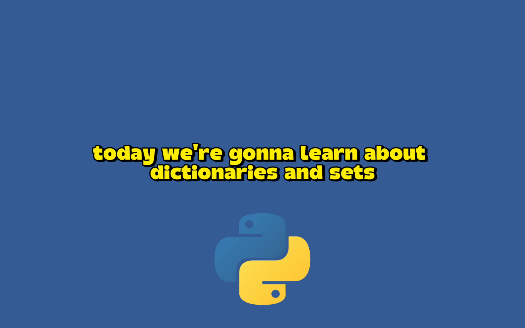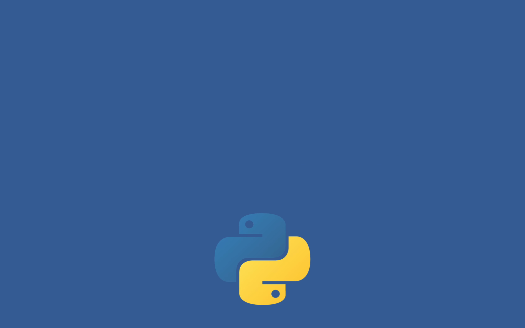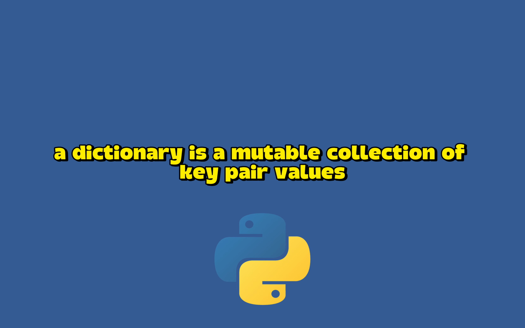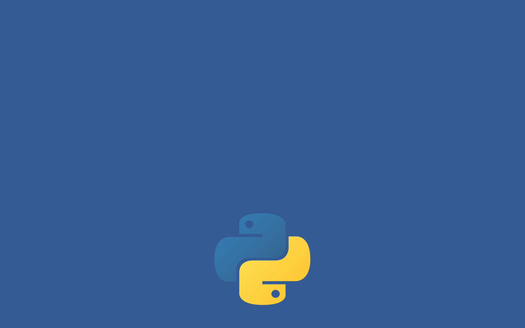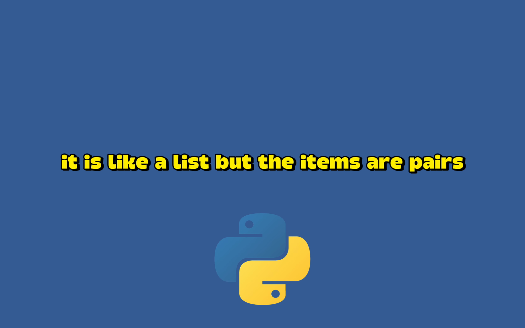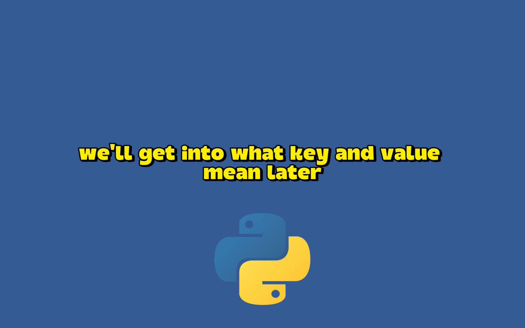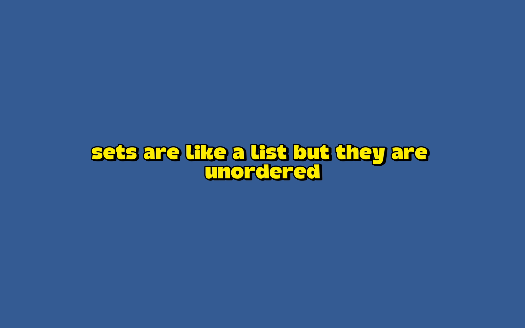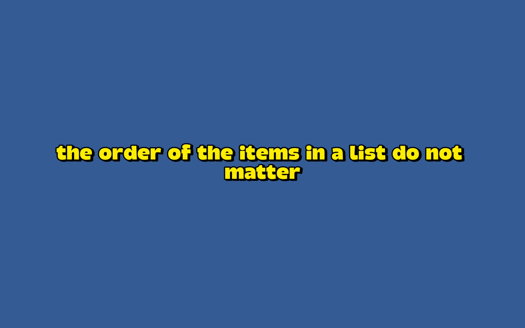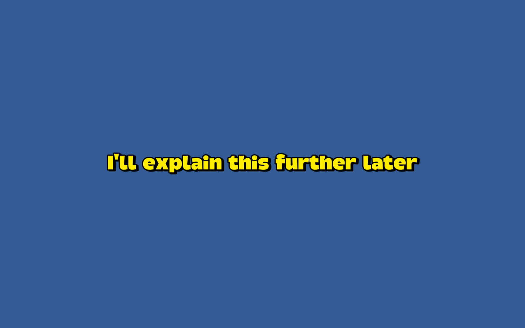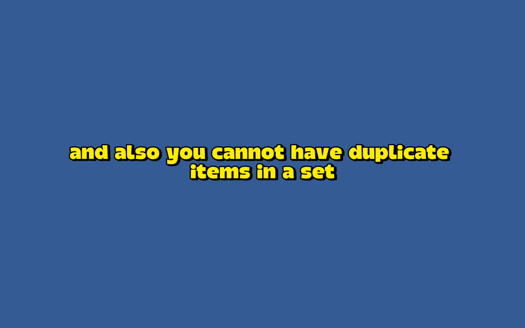Today we're going to learn about dictionaries and sets. A dictionary is a mutable collection of key pair values. It is like a list, but the items are pairs. We'll get into what key and value mean later. Sets are like a list, but they are unordered. That means the order of the items in a list do not matter. I'll explain this further later. And also, you cannot have duplicate items in a set.